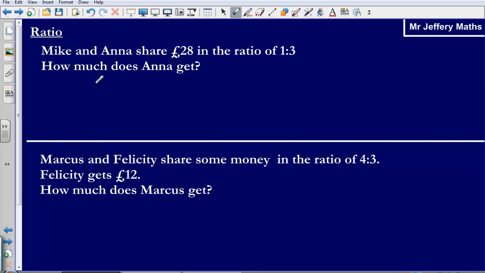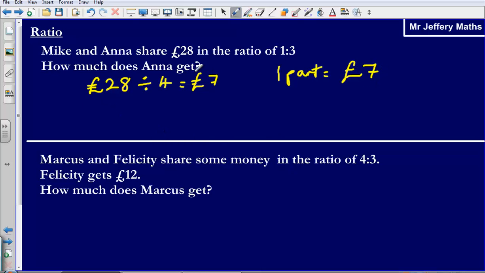Ratio again, this time sharing an amount by a ratio. So here we've got Mike and Anna share £28 in the ratio of 1 to 3. How much does Anna get? So the first thing that I'm going to do is take my amount, £28, and divide it by the ratio added together. So I've got 1 part to 3 parts, so I've got 4 parts in total, and that's going to give me £7. So what I can say to begin with is that one part is equal to £7.